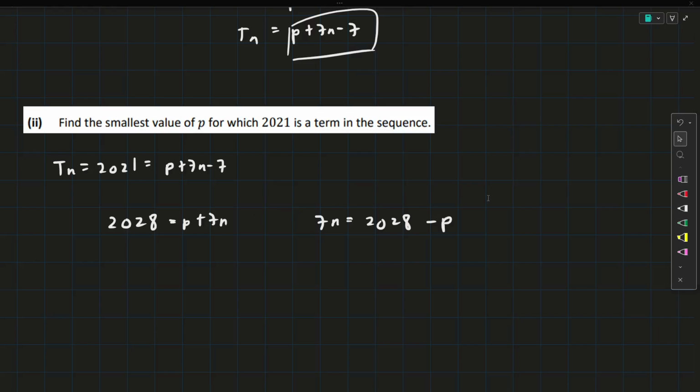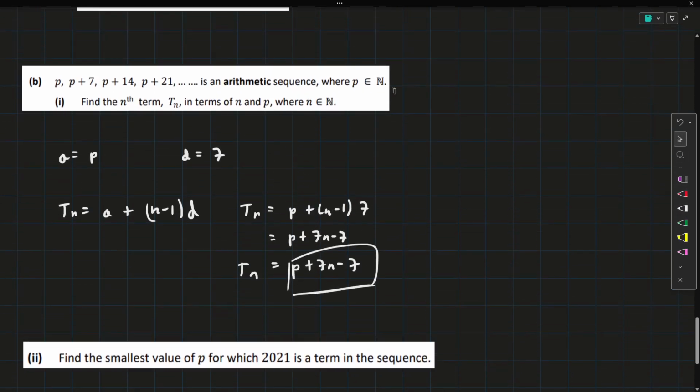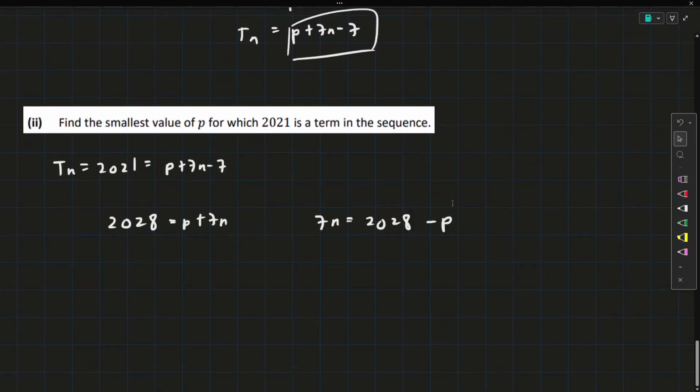So basically what we get from this is that this thing has to be a multiple of 7, because if we divide both sides by 7, n has to be a whole number, so this side has to be divisible by 7. So what's the smallest value of p for which this is divisible by 7? Well, you can just check on your calculator. 2028 is not divisible by 7. Remember that p is a natural number. So you can check 2027, 2026, keep doing that, and you'll find that 2023 is a multiple of 7.